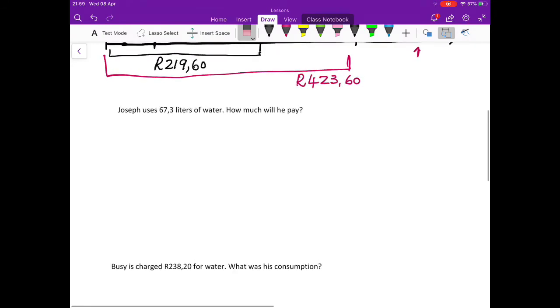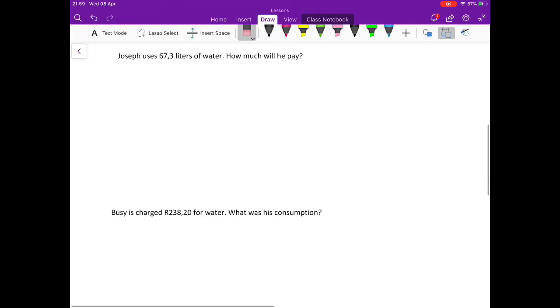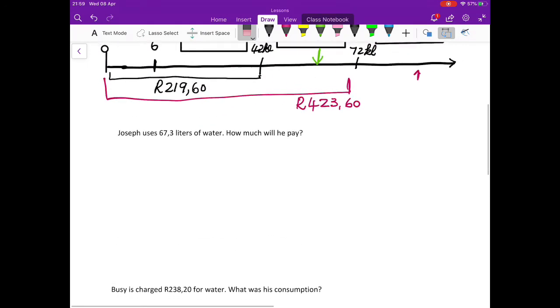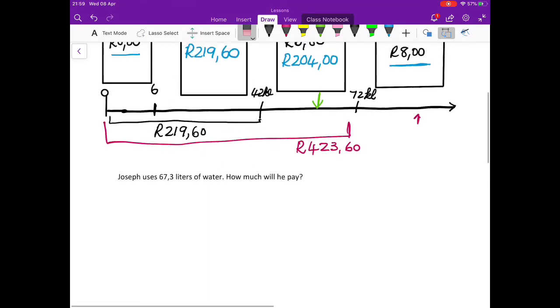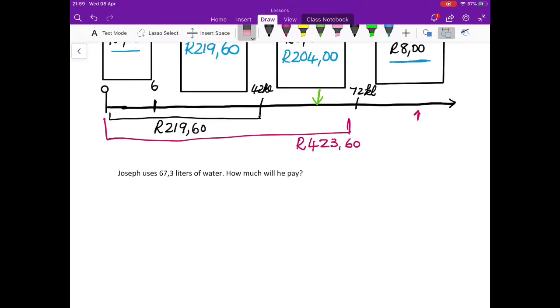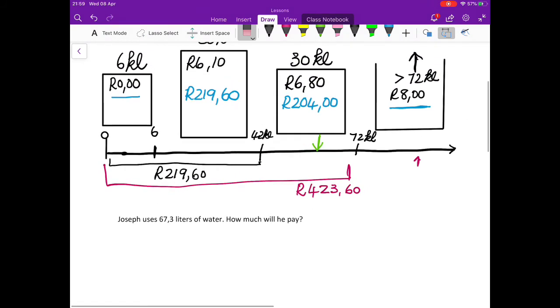And that example is, Busi is charged 238. Let me see if I can cut. I won't cut and paste. So he has a water bill of 238 Rand and 20 cents. So if we have a look here, so now we're going to have a look. So the cost that we are looking for is 238 Rand and 20 cents.